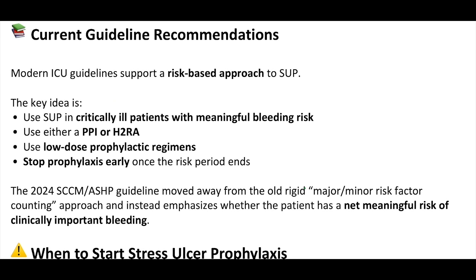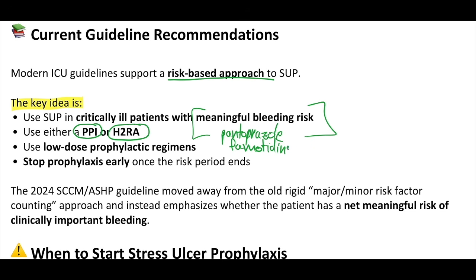In summary here, modern ICU guidelines support a risk-based approach to stress ulcer prophylaxis. The key idea that they postulate is that we should use stress ulcer prophylaxis in critically ill patients with meaningful bleeding risk, right? We've kind of talked about this earlier in the episode. And that we should use either a PPI, a proton pump inhibitor, or an H2 receptor antagonist, right? These are things like pantoprazole would be a PPI, right? And it's commonly used. An H2 receptor antagonist would be like famotidine. These would be 2 very common workhorses of stress ulcer prophylaxis.